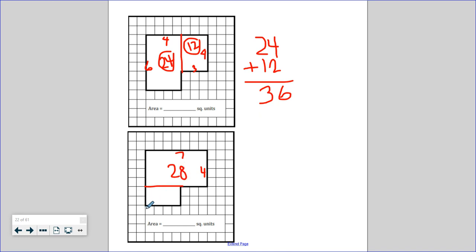Okay, now this one down here, this one is 1, 2, 3, 4 squares across, and it's 2 squares up. Length times width. What is 4 times 2? It's 8. So then what do I do with these two areas, class? I add them together. So I'm going to do 28 plus 8, and guess what? It's 36.